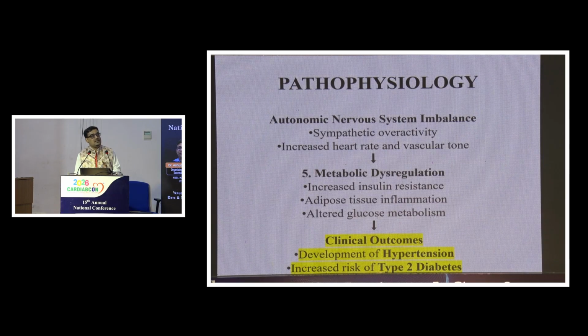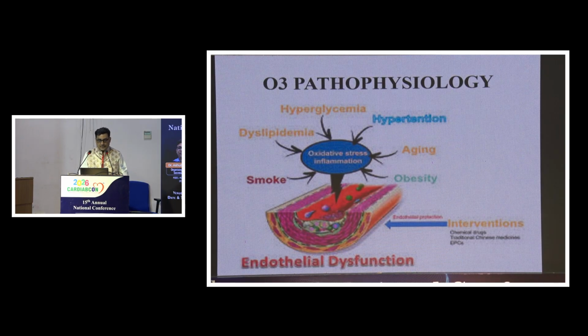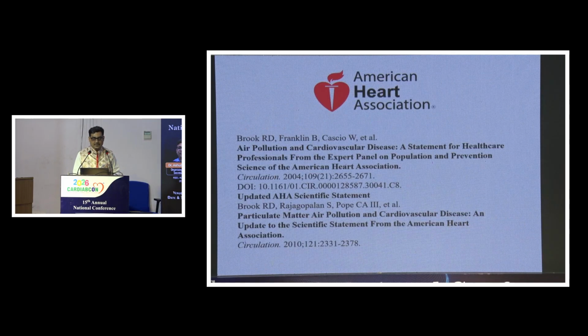There are a few studies postulating autonomic nervous system imbalance due to sympathetic overactivity, increased heart rate and vascular tone, which ultimately leads to metabolic dysregulation, and the clinical outcome is the development of type 2 diabetes and hypertension. So in a nutshell, the main thing is endothelial dysfunction. If we consider hypertension, diabetes, CAD, aging, everything, endothelial dysfunction is the main thing.